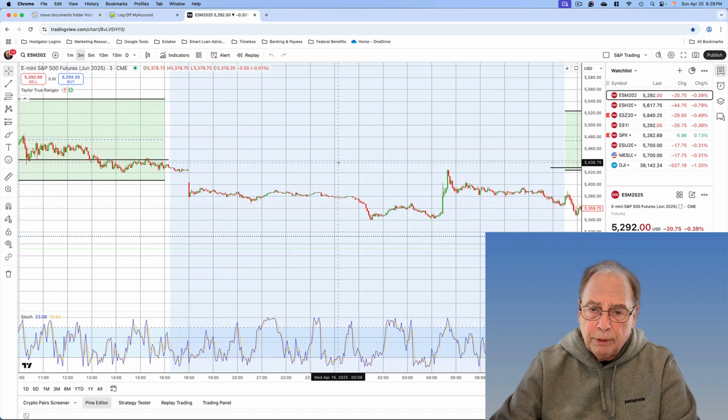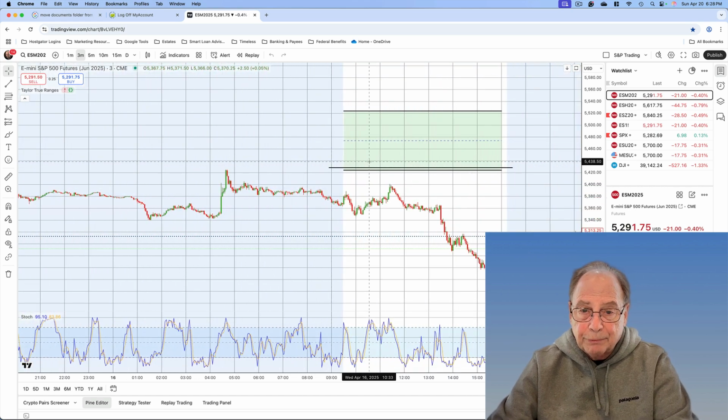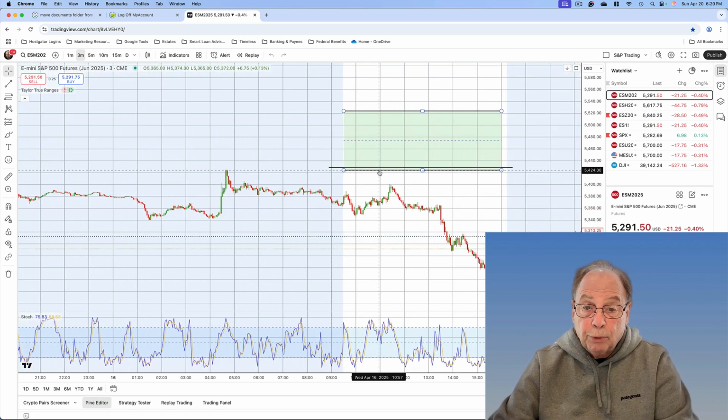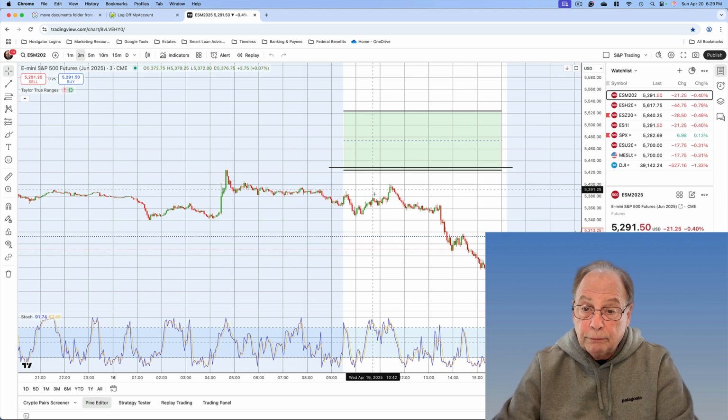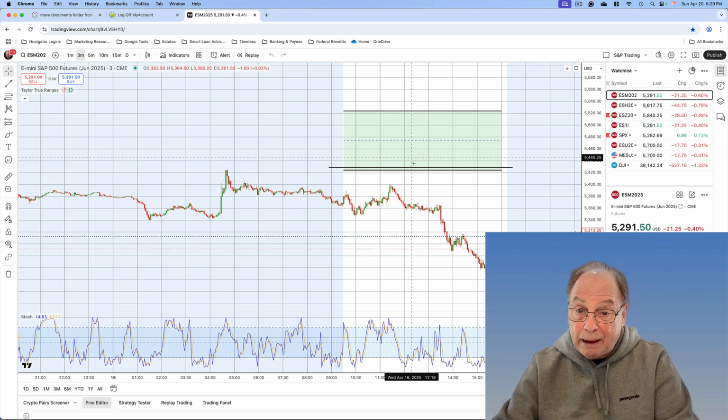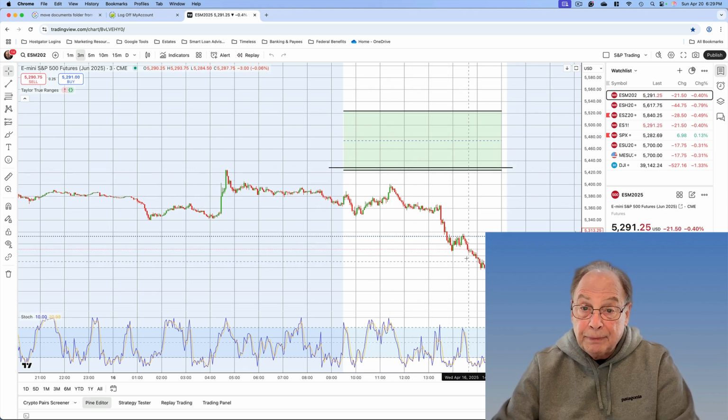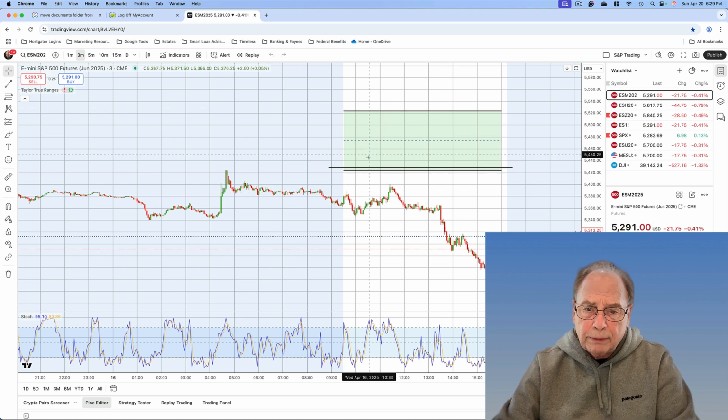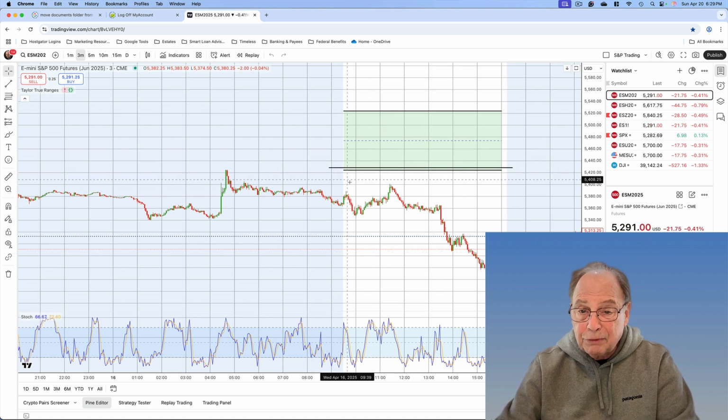Let's go to the next day, Wednesday, April 16th. Prices were nowhere near the trading zone. Prices traded down for the rest of the day, not in the trading zone. Were they going to close the gap? Well, there's a possibility over here.